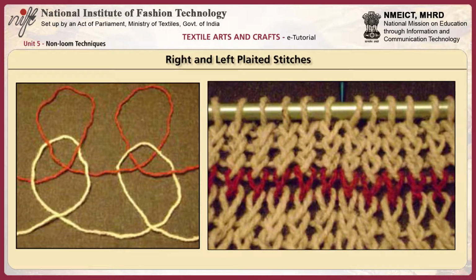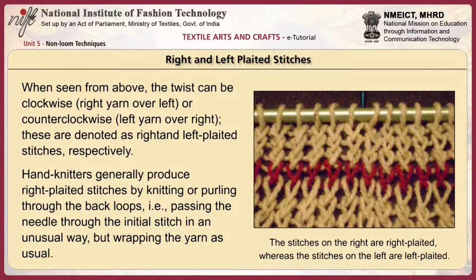Both knit and purl stitches may be twisted, usually once if at all, but sometimes twice and very rarely thrice. When seen from above, the twist can be clockwise, right yarn over left, or counterclockwise, left yarn over right. These are denoted as right and left hand plaited stitches respectively. Hand knitters generally produce right plaited stitches by knitting or purling through the back loops, that is, passing the needle through the initial stitch in an unusual way but wrapping the yarn as usual.